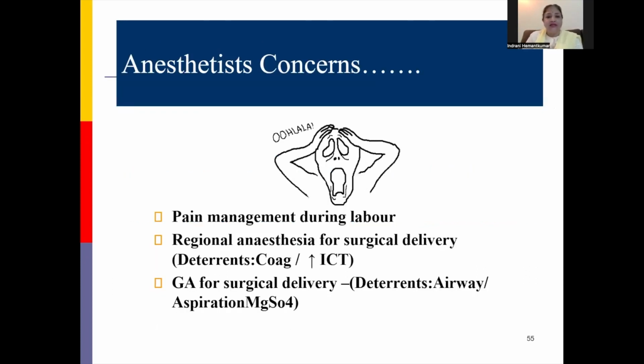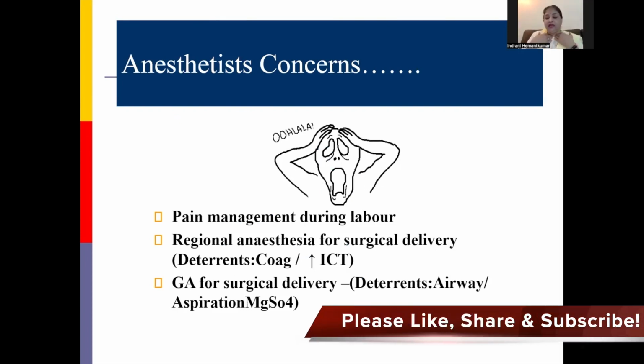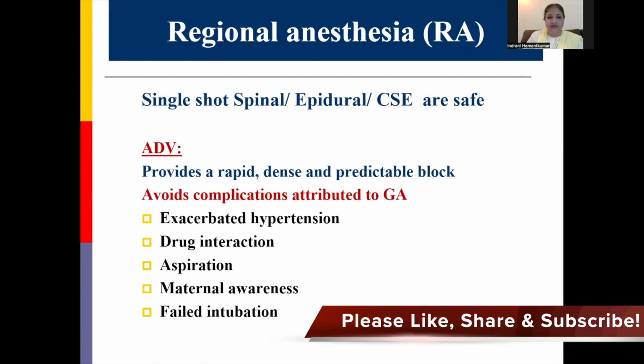So what are the anesthetic concerns? One is, how am I going to handle the pain if we are looking at vaginal delivery? Regional anesthesia should not be considered, as I said, if there is any coagulation issue or if the patient has raised intracranial tension. And if you're considering GA, then the concerns you have to worry about are that the patient is on magnesium, or the presence of a difficult airway because there is a large tongue in these patients and there is facial edema, airway edema. So all these are concerns for us.